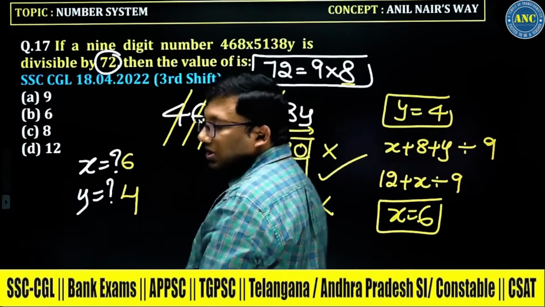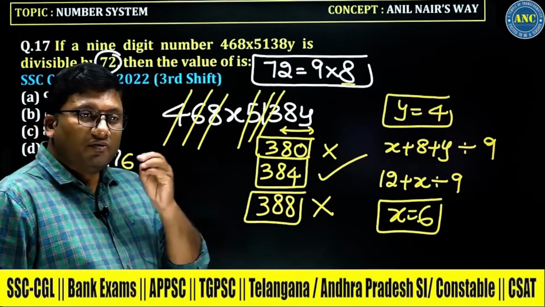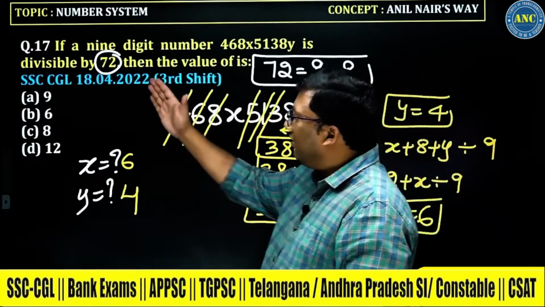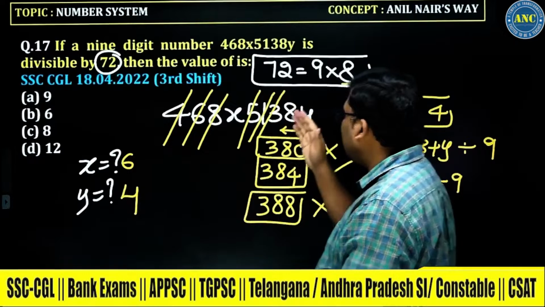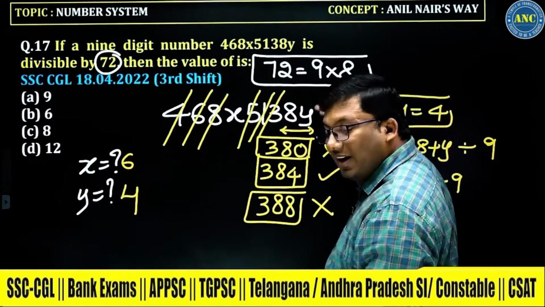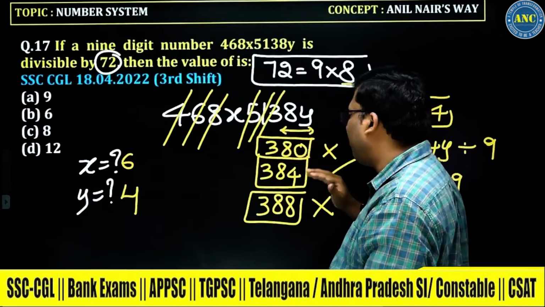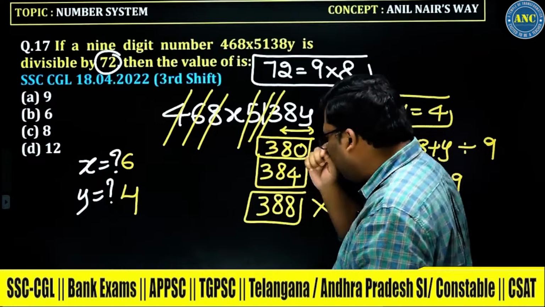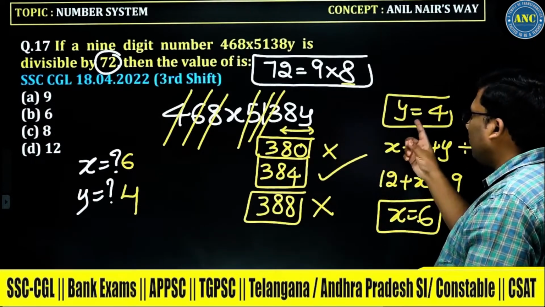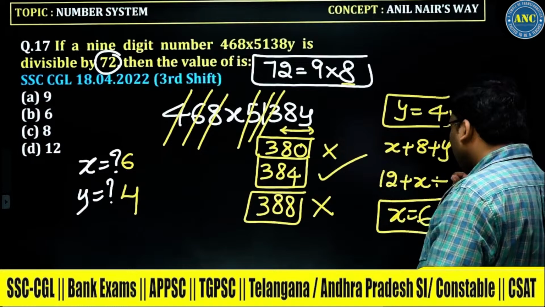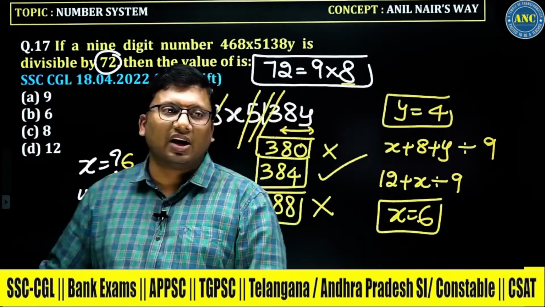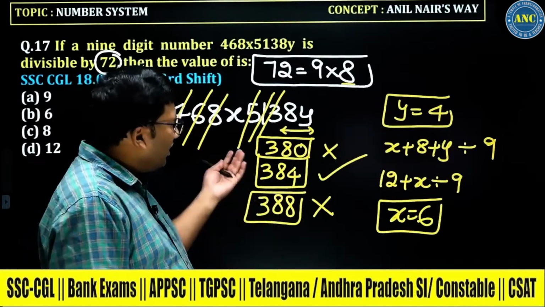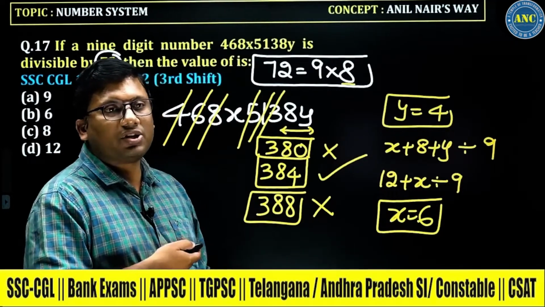The expression is missing. You can substitute in the expression and get the answer. Very good question, a divisibility rule based question. This number is divisible by 72, and 72 is 8 into 9. For a number to be divisible by 8, it should first be divisible by 4. 80, 84, 88. Then which numbers are divisible by 8? 384. That means y is 4. If I substitute y as 4, 12 plus x should be divisible by 9. That means x should be 6. Whatever expression is given in the question, you can substitute.